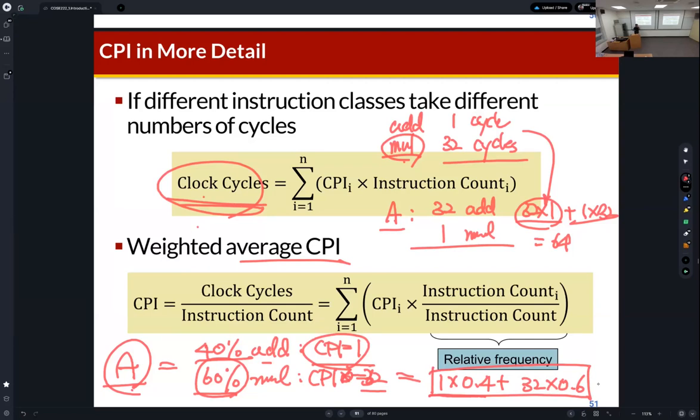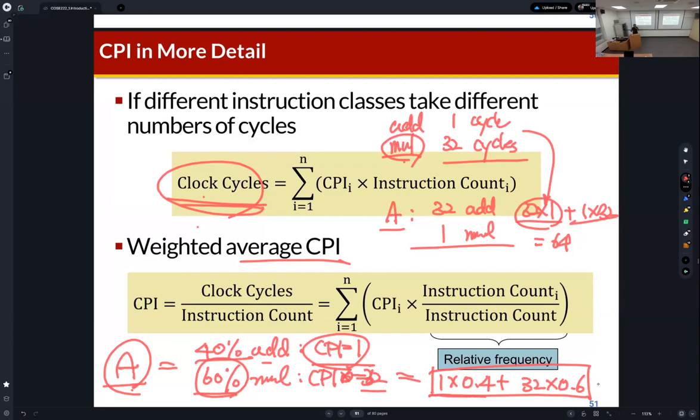You understand? Because there are different fractions of different types of instructions, we need to calculate this. So we can calculate the CPI using the weight of the instruction, that is the fraction of instructions over total instructions. Because different types of instructions exhibit different CPI, you also need to multiply by the CPI. The CPI is multiplied by the fraction of instructions. Then we can calculate the average CPI. You understand?